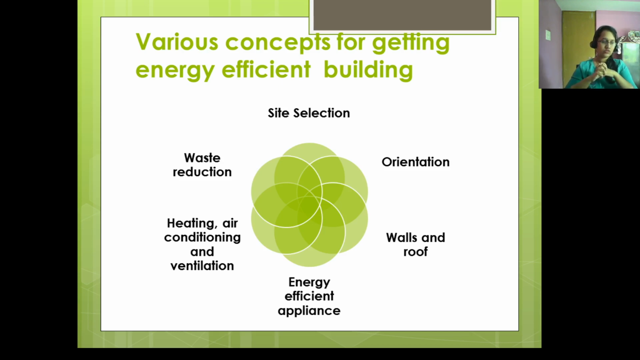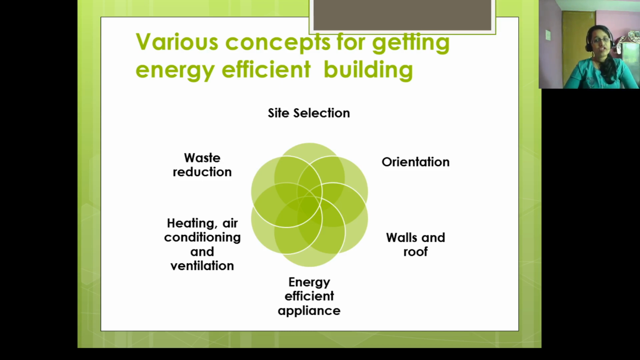Next is the orientation. A proper orientation allows for passive solar gains and daylighting. In the northern hemisphere, south facing windows have greater exposure to the sun. Next is the walls and roofs. The envelope of the building is a significant determinant of how much energy is required to heat and cool it. The challenge in designing the foundation, walls and roofs is to minimize conductive heat loss and gain while minimizing the uncontrolled movement of air in the building.